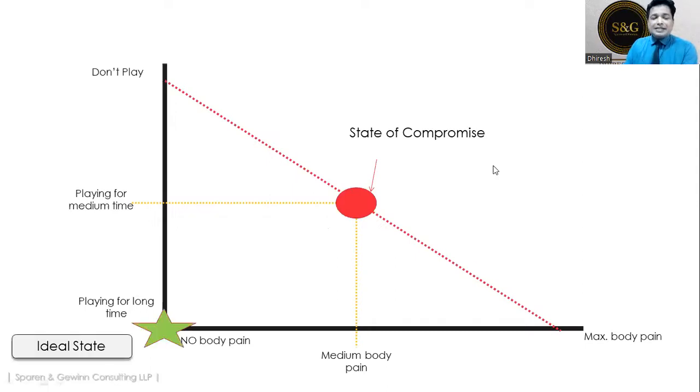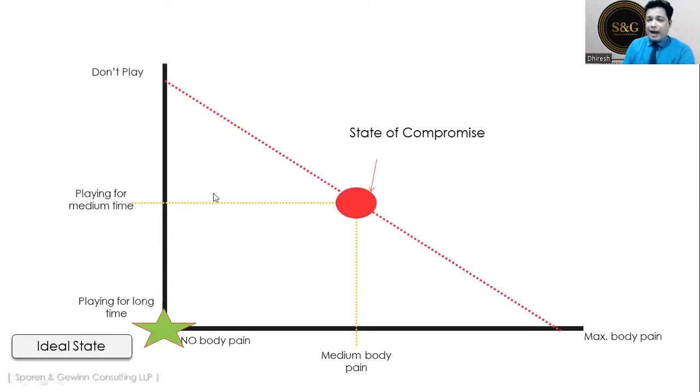Now, from the state of compromise to the state of ideal, meaning where I want to play maximum and there should not be any body pain. So what do we need to do? What innovative ways can we find where I can play, and enjoy with my family and friends as well? I can play cricket and I should not have the body pain. That's the ideal stage. But at this point in time, with the traditional way of solving the problem, or with logical thinking or a commonsensical identification of the problem, we can come to a compromise stage.